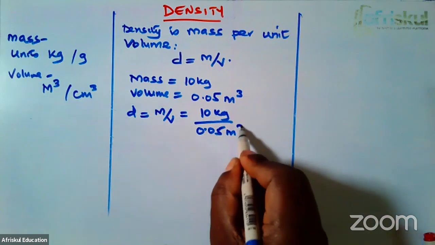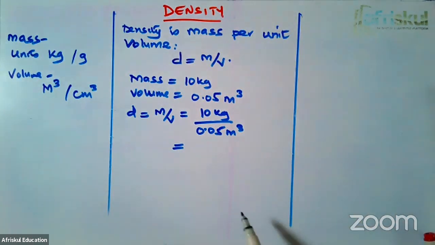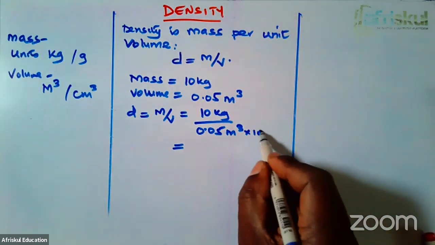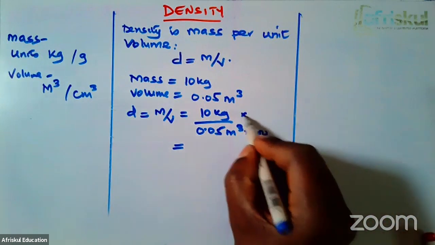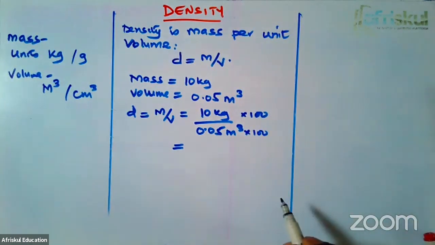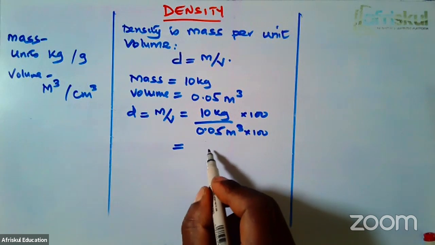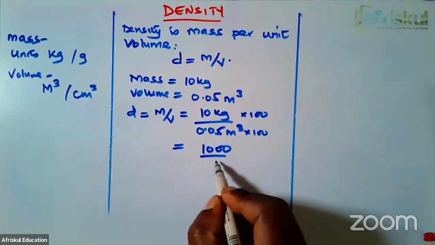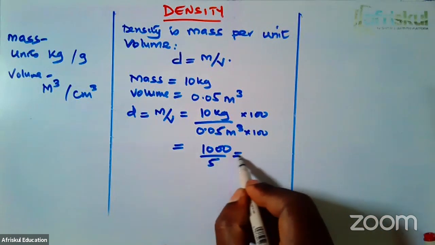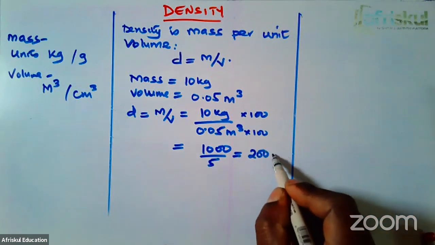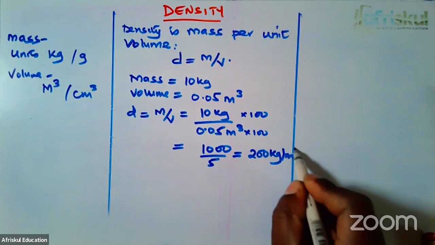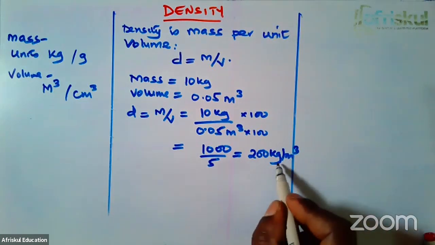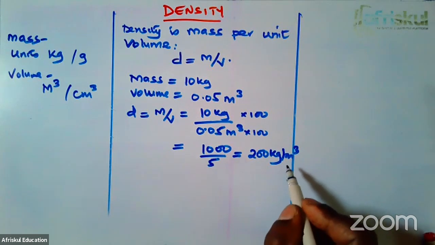0.05 cubic meters. So when you divide that, in mathematics, you multiply the denominator by 100. You also multiply the numerator by 100. So that comes to 1,000 over 5. So that comes to 200 kilograms per cubic meter. So that tells you that the units of density is kilograms per cubic meter.